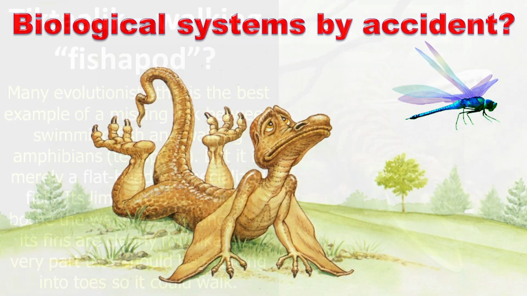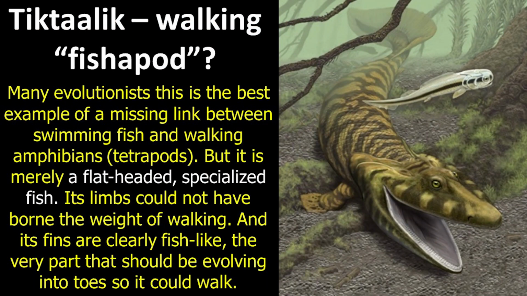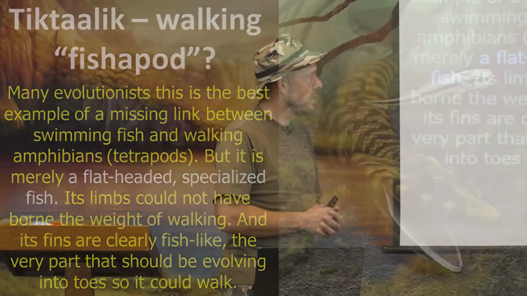What about Tiktaalik? Don't you know, Tiktaalik is this fish. He's starting to crawl up on land and become the first amphibians, tetrapods, to walk around on land. So people have suggested that this odd fish, it's kind of a specialized fish, got a flat head, and it does have these rather unique fins here. But its limbs could not have borne the weight of walking. Its fins are clearly fish-like. The very part that should be evolving into toes isn't. In other words, it's not even that pentadactyl limb that's supposedly the common ancestor of all tetrapods.